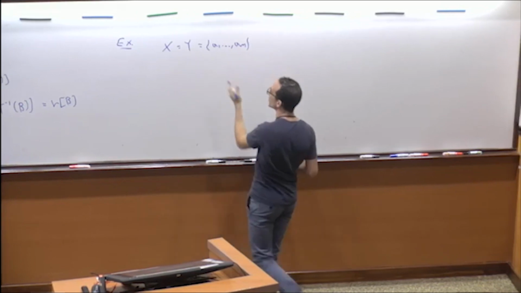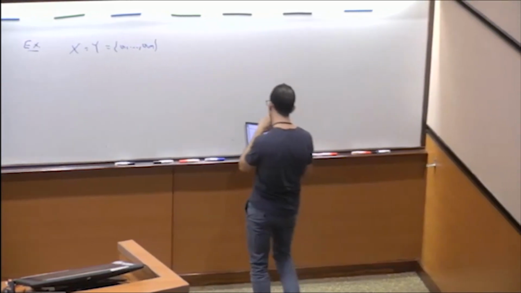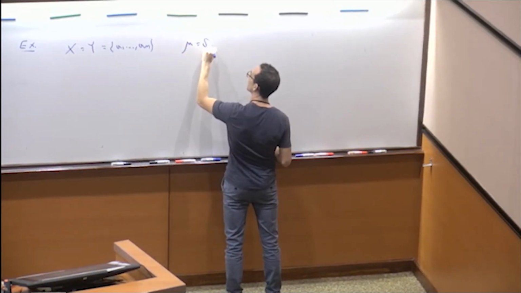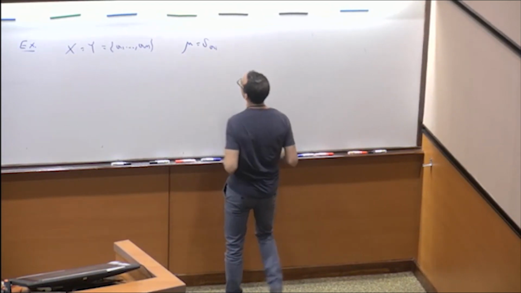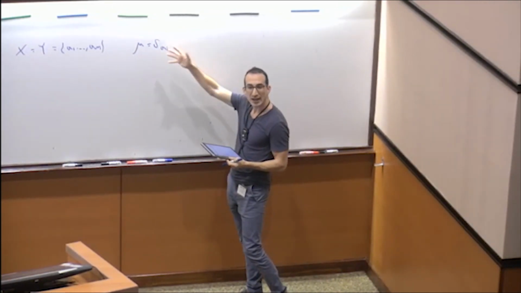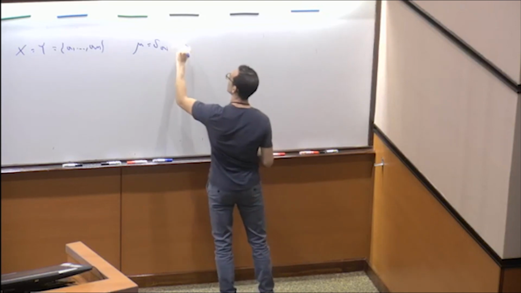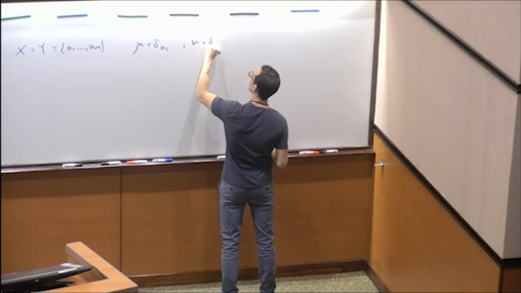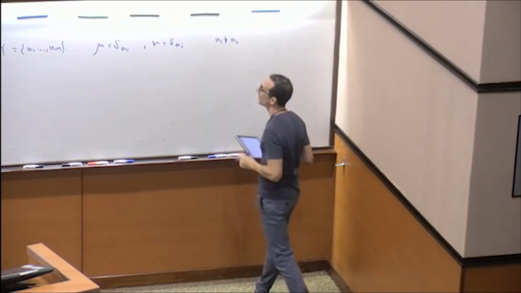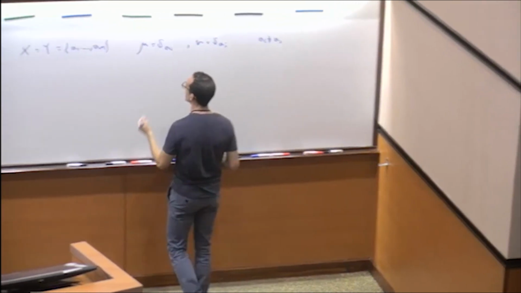We just have some discrete set of some elements A1 to AM. And let's say mu is a delta. It's a Dirac mass on AI. It just means that it's deterministic, meaning you choose AI with the probability 1. And nu, let's say, is delta AJ, where AI is different than AJ. Then what would be a transport map?